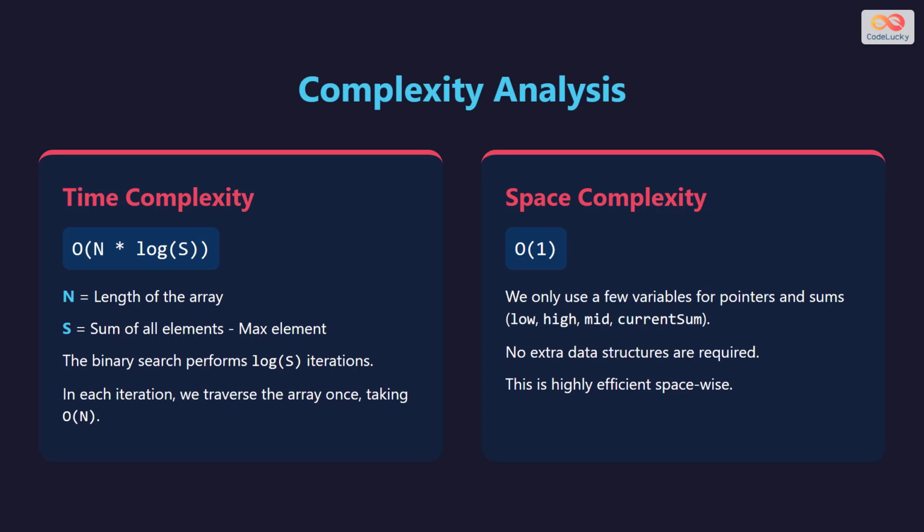The time complexity is O of n times log s, where n is the array length and s is the range of sums. The log factor comes from the binary search, and for each step, we iterate through the array once. The space complexity is O of 1, as we only use a few variables for tracking sums and pointers, making this very efficient.